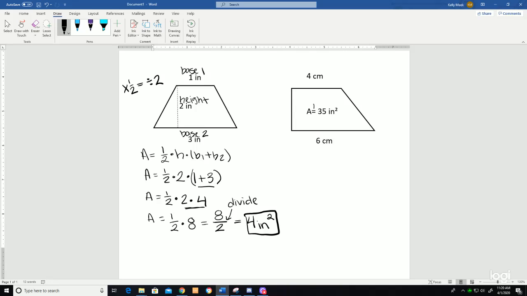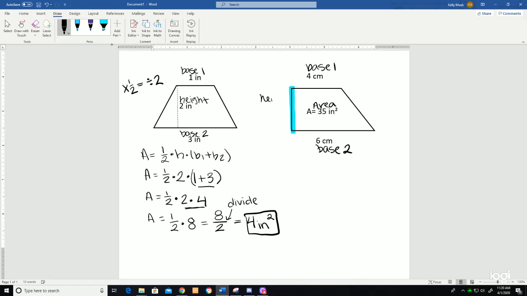All right, they gave us the area. That's what that is in the middle there. They gave us base 1 and they gave us base 2. Do we have a height here? Our height would be this guy right here, but there's no number there. So we're missing our height.